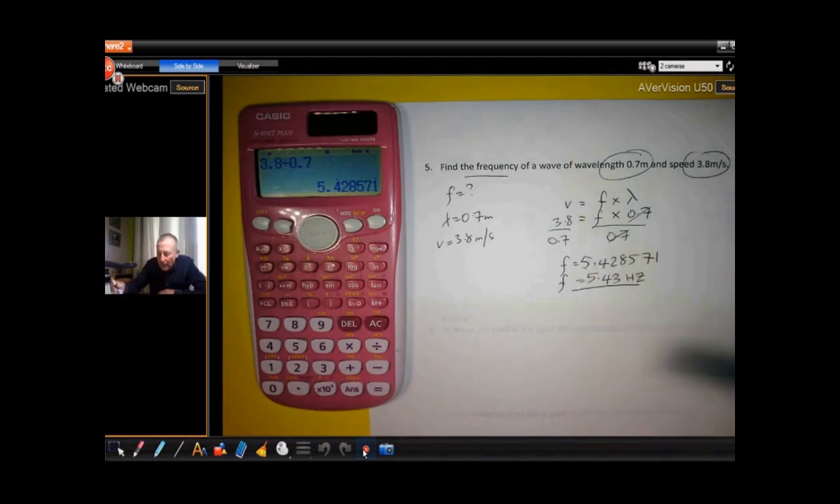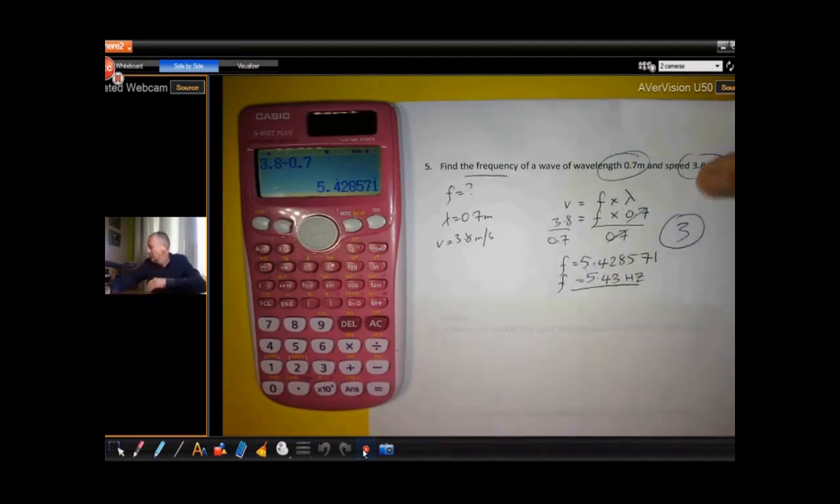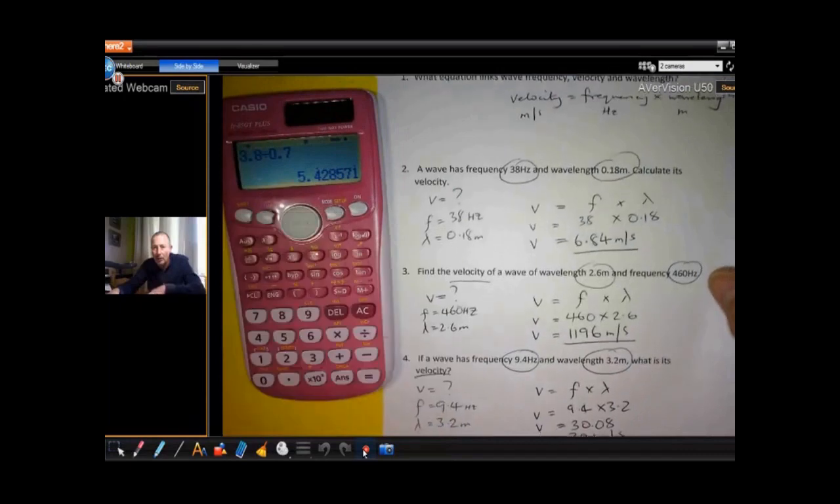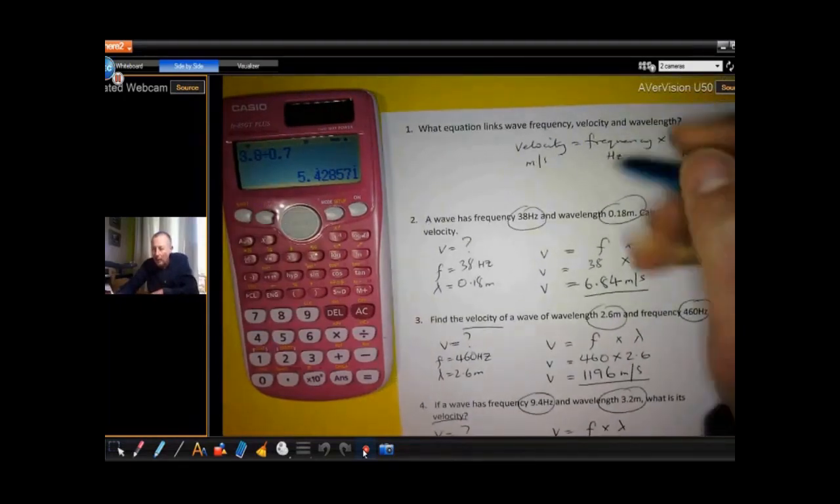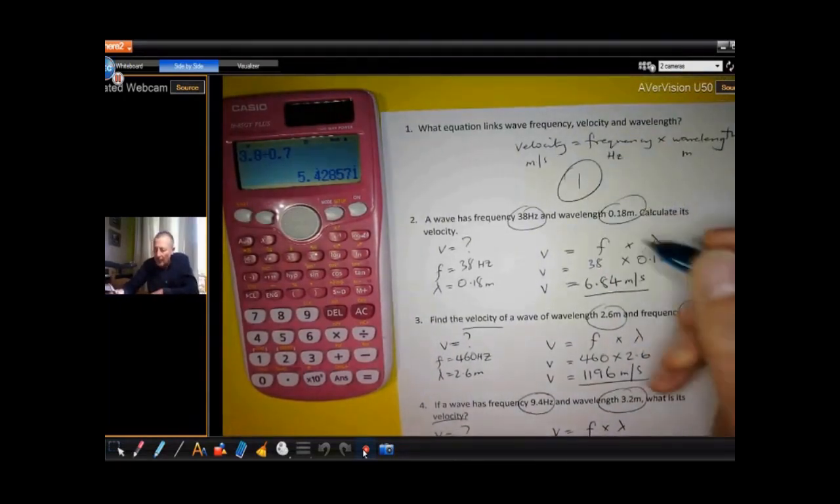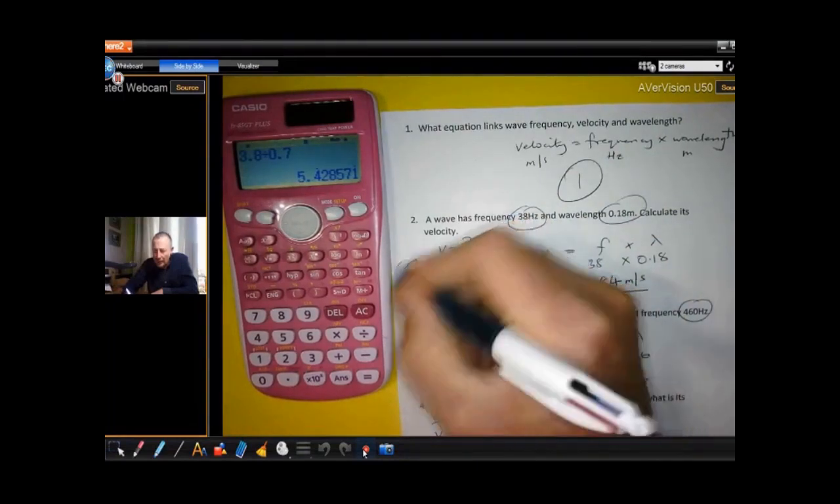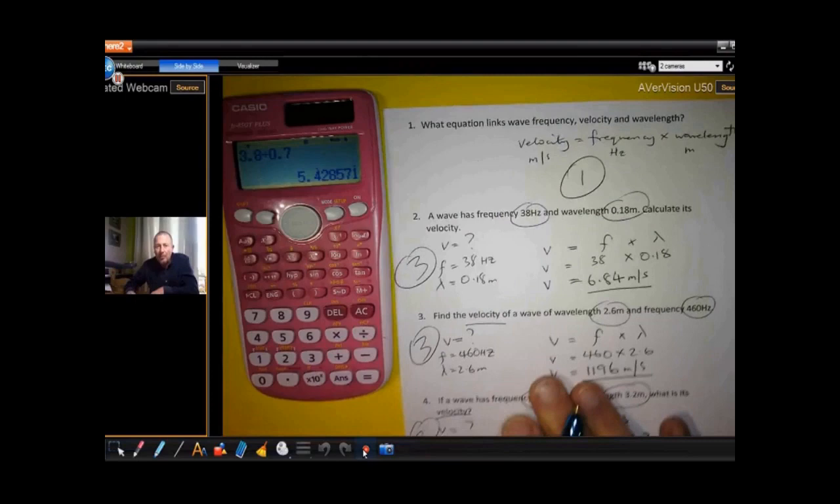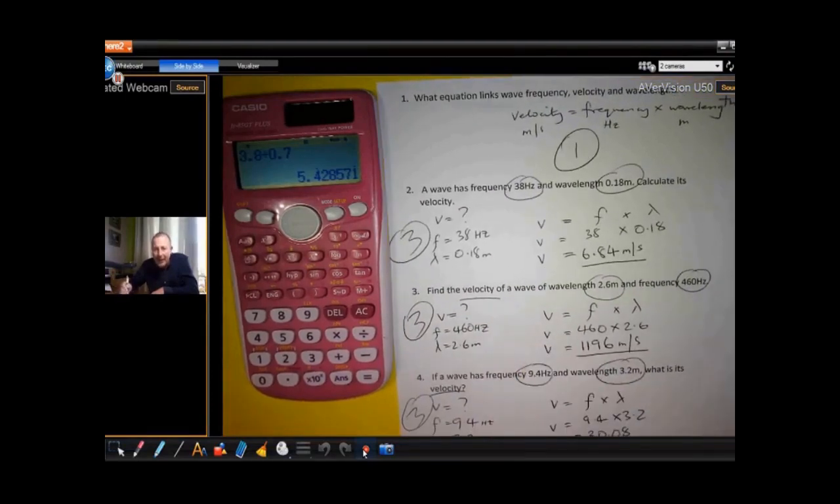So just quickly, this question would be probably worth 3. Going back to the first 4, that'll be 1 mark. That'll be 3. That'll be 3. That'll be 3. Might be worth slightly less if they have the unit at the end of the question. Okay, let's move on.